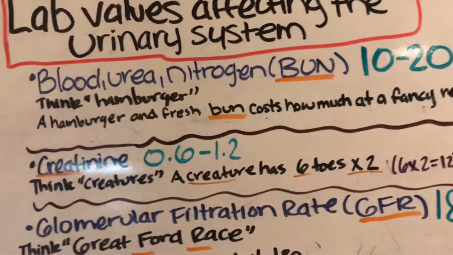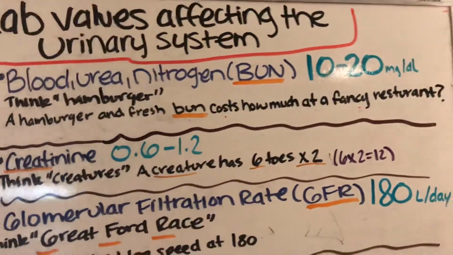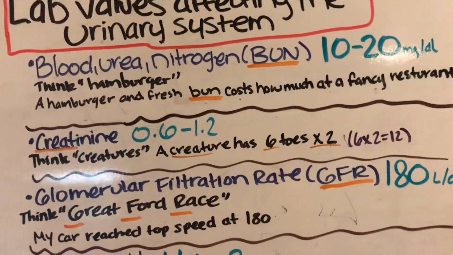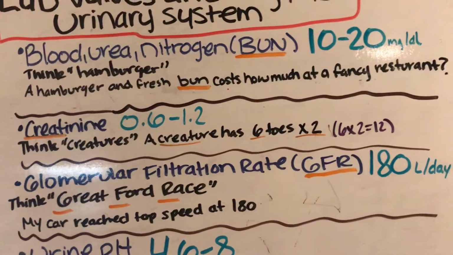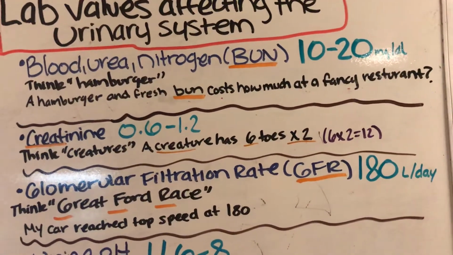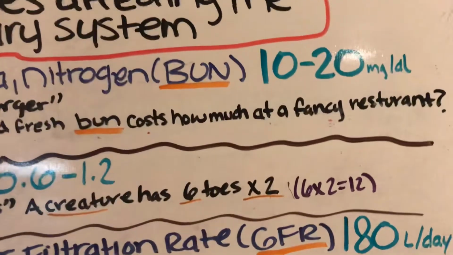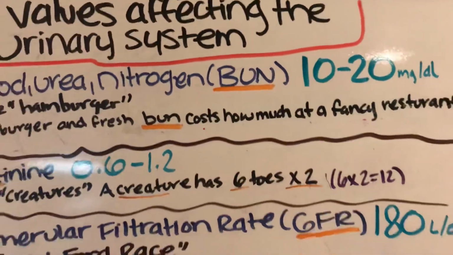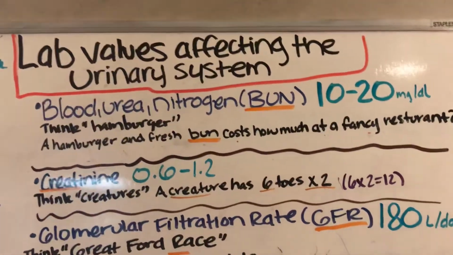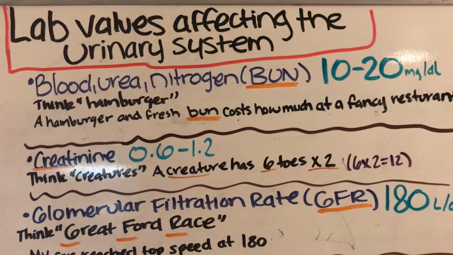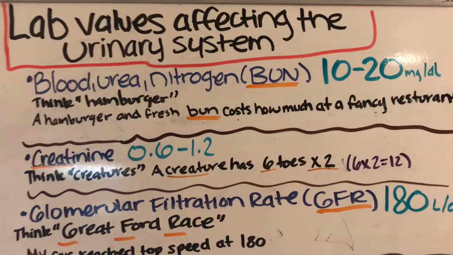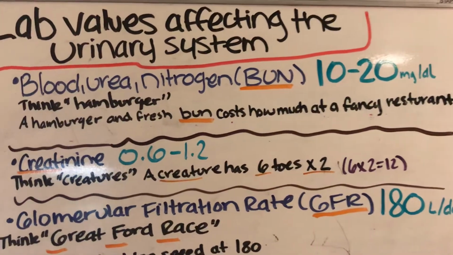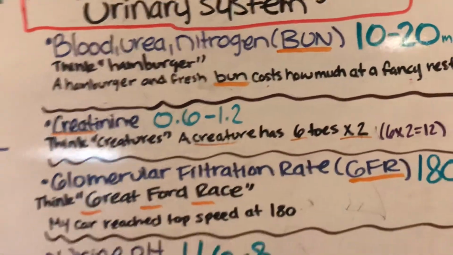Now let's look at blood urea nitrogen, which is your BUN. I think of a hamburger. I think a hamburger and a fresh bun cost how much at a fancy restaurant? You're looking at $10 to $20. So we know that BUN is 10 to 20. And your BUN measures the renal function and the glomerular filtration rate. And it also measures liver function. So that's important for BUN.